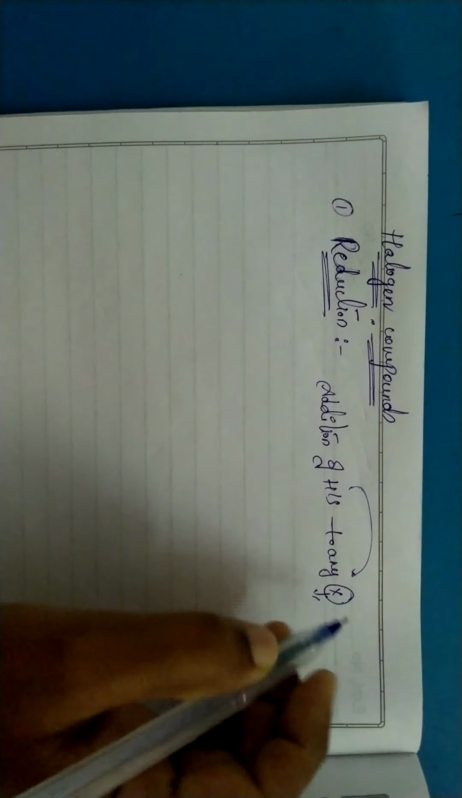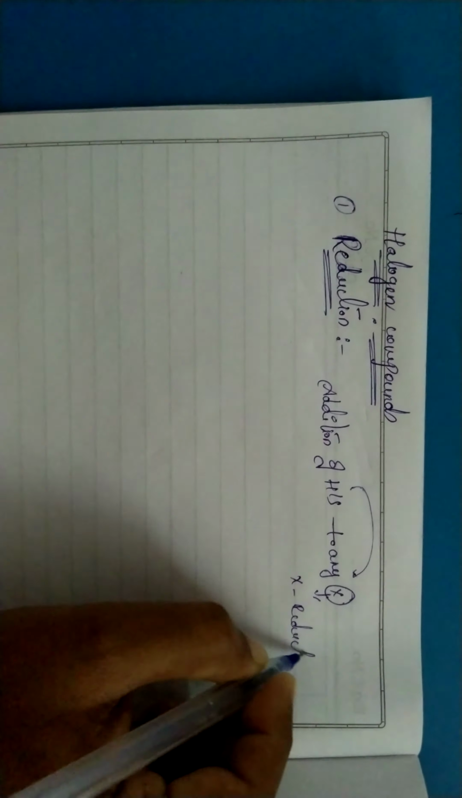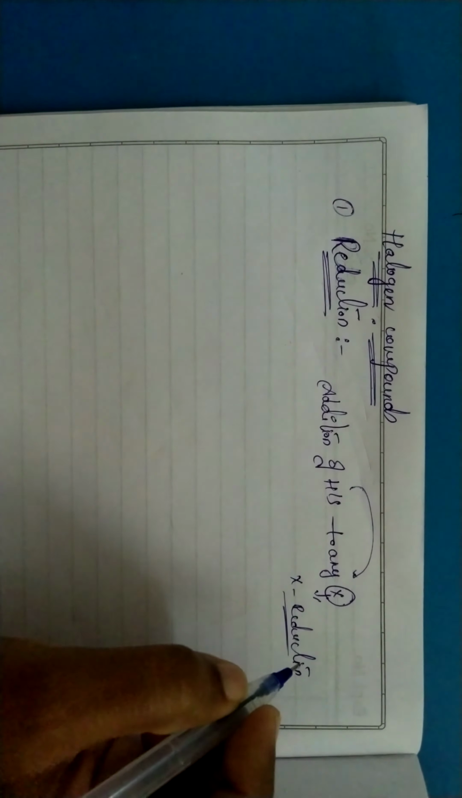So the first reaction is reduction. First of all, we have to know what reduction is. Reduction is nothing but addition of hydrogen to any compound. Say, for example, to compound X we are adding hydrogens. That means we can say that X is undergoing reduction. This type of reaction is called a reduction reaction.